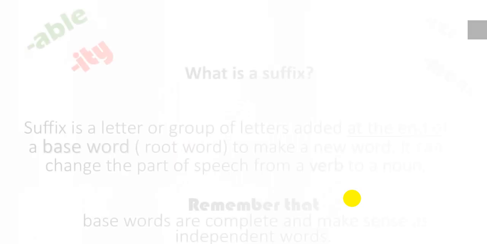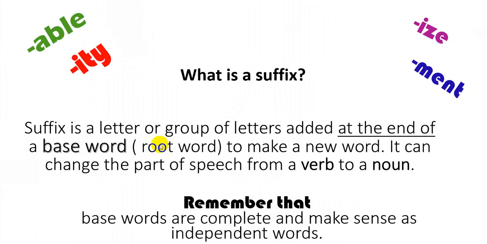What is a suffix? A suffix like able, ity, ize, ment, etc. These are just some examples of suffixes. So let's first define the suffix. A suffix is a letter or a group of letters added at the end of a base word, root word, to make a new word. It can change the part of speech from a verb to a noun. Remember that base words are complete and make sense as independent words.